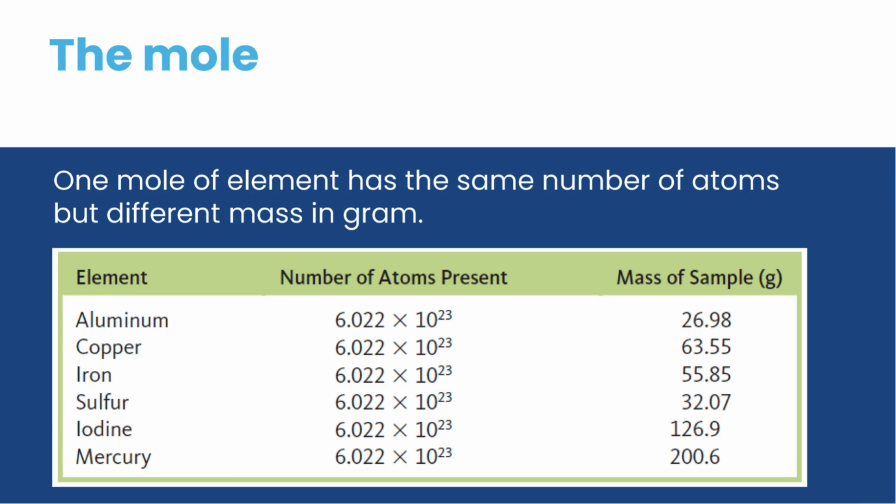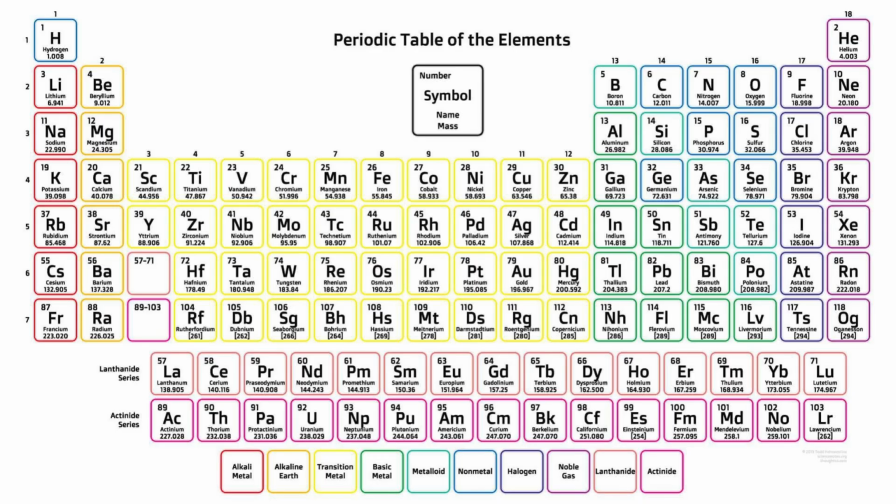Spot on. That's exactly why the mole is so fundamental. Remember, though, 1 mole of different elements has the same number of atoms, Avogadro's number. Right, but they'll have different masses in grams because the individual atoms themselves have different masses.